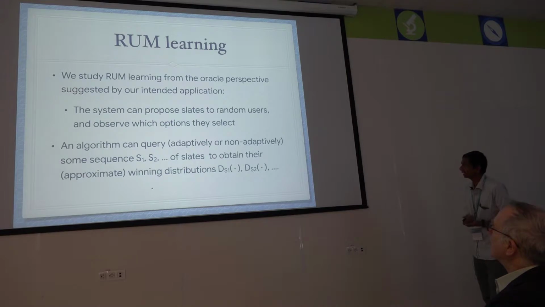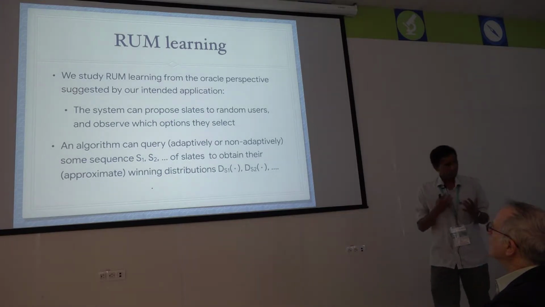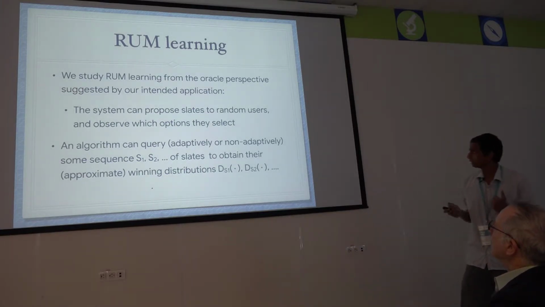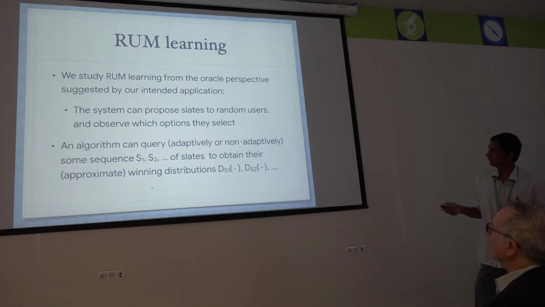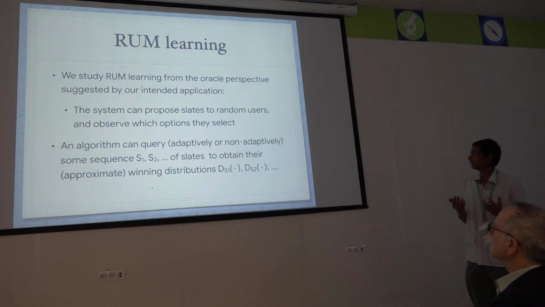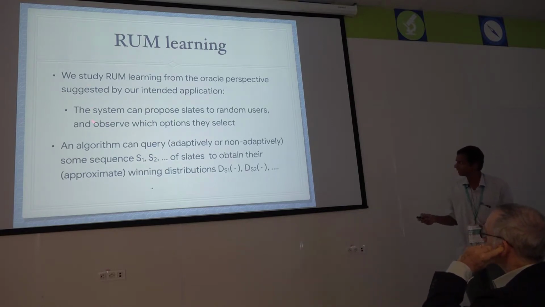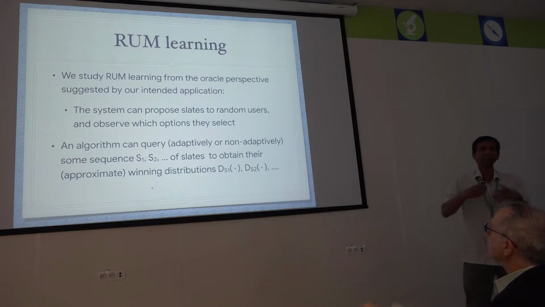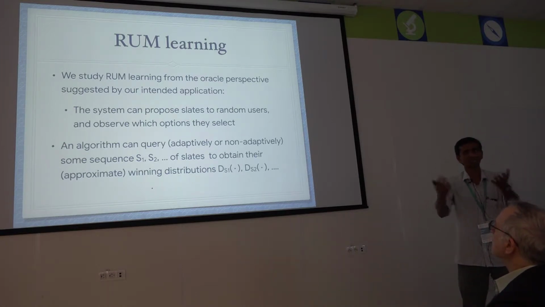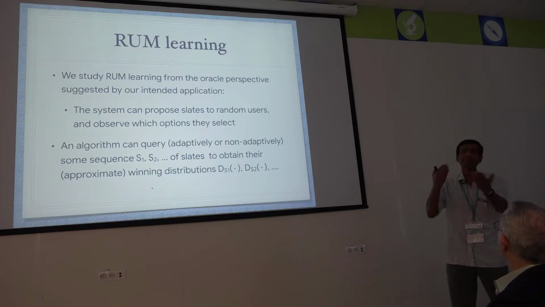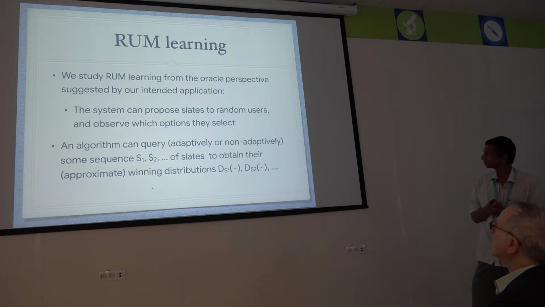Okay. So what is the algorithmic problem here? We want to study RUM learning, the random utility model, from an oracle perspective suggested by the application actually. And the only thing that you can do is that the system can propose slates to the users. Google can show a bunch of restaurants or a bunch of movies, and it gets feedback from the user saying this is my top choice. So that's a reasonable assumption.